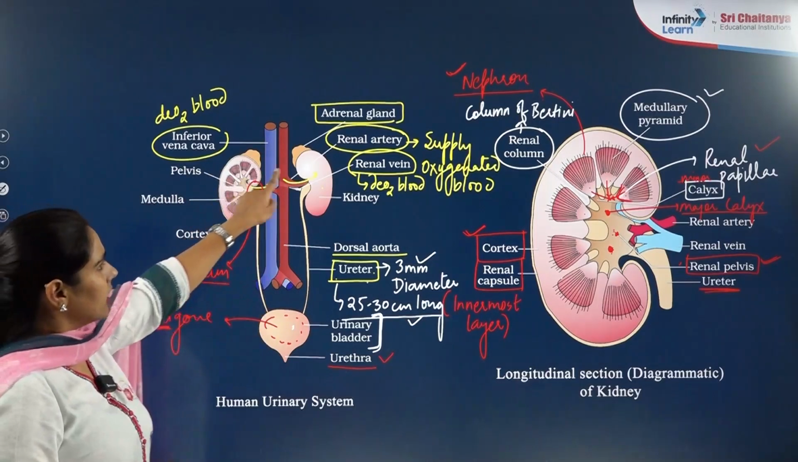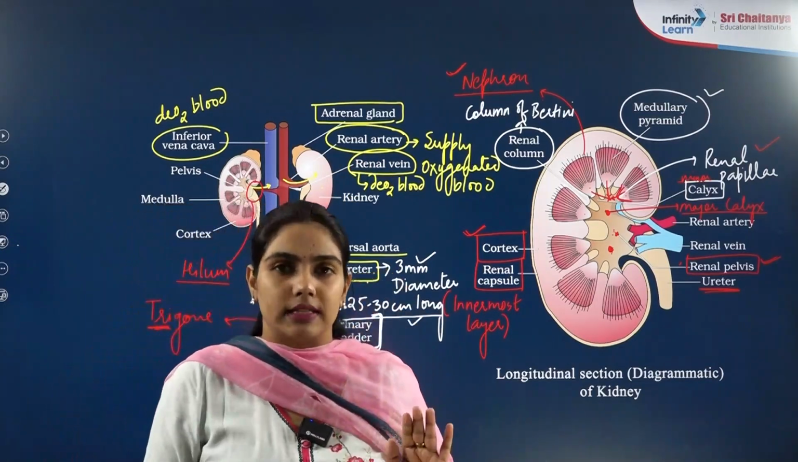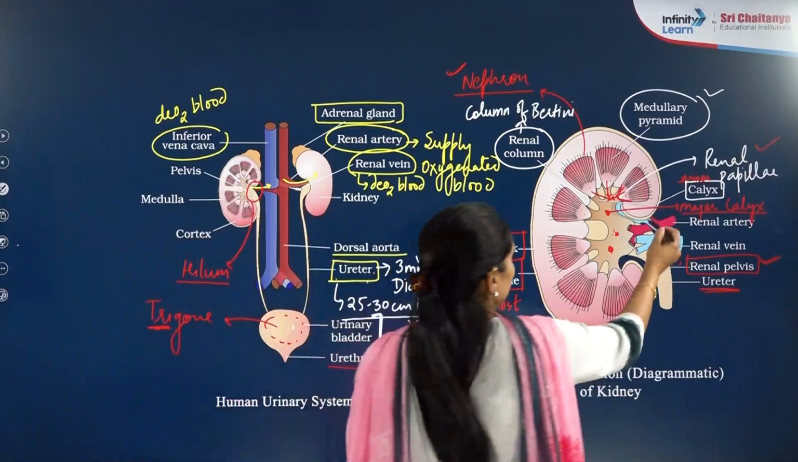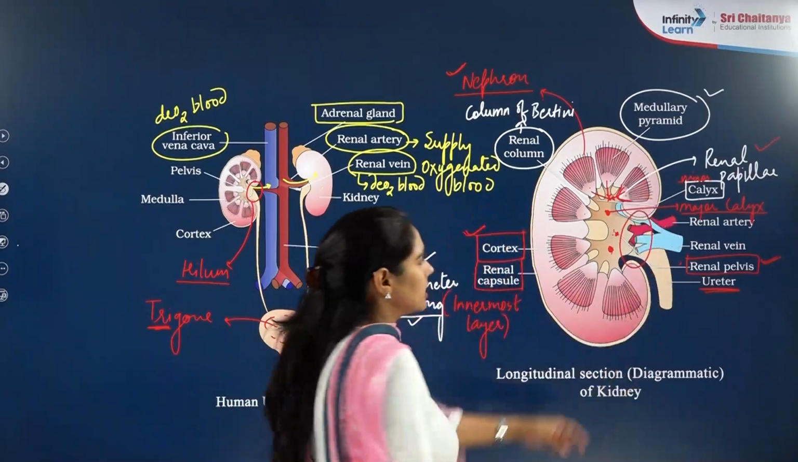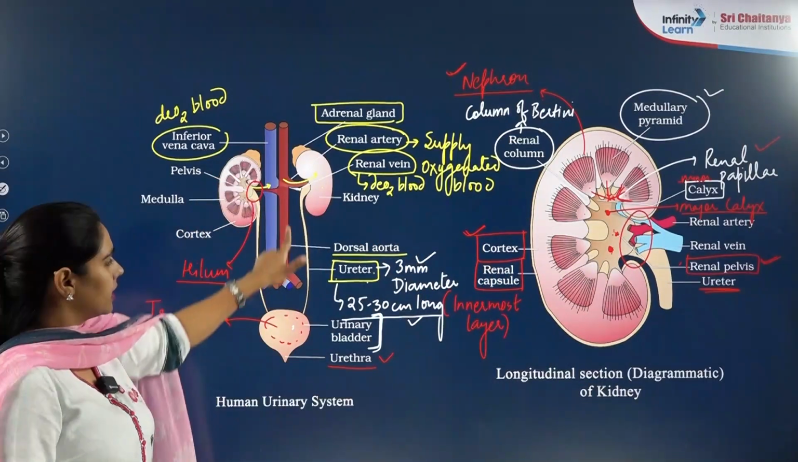There only the renal artery, renal vein is passing and the nerves are passing. So this is the notch known as hilum. Here also you can see hilum. Here also you can see hilum. So from there only ureters are passing.